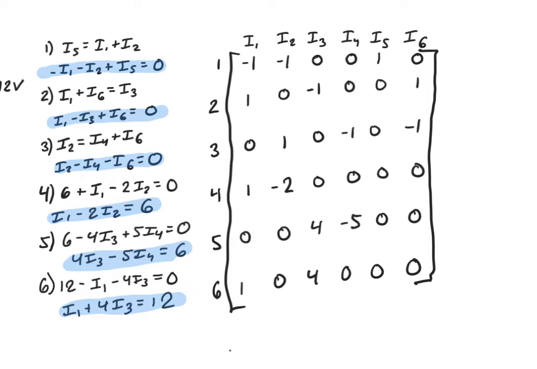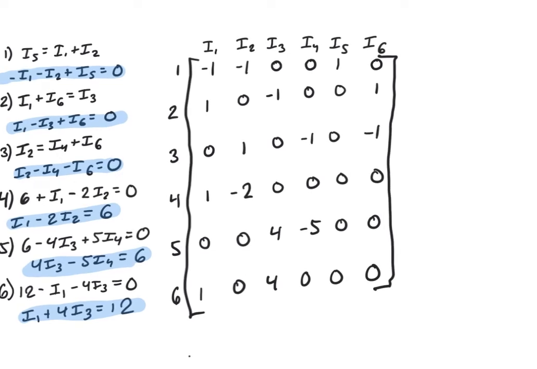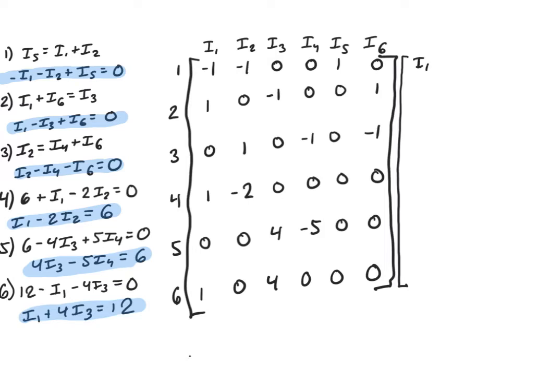The way I'm going to do this is I'm going to write this total system of equations, the highlighted blue equations on the left, all as a matrix equation. And the way that I'm going to do it is as follows. I'm going to multiply this matrix by a column vector where the first row is I1, the second one is I2, and then I have I3, and then I4, and then I5, and then I6.